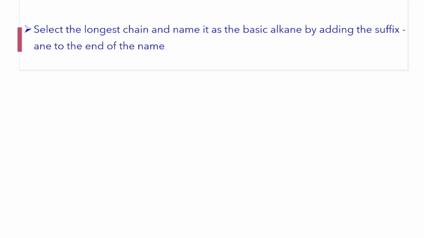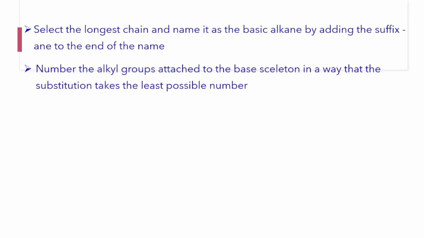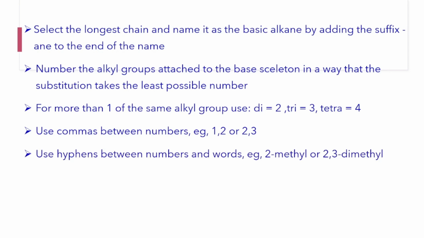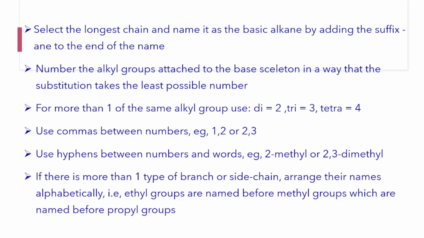of the corresponding alkane. Number 2, you have to number the carbons in this longest chain if you have branches or alkyl groups. Number 3, if you have more than one alkyl group or branch of the same type, please use di, tri, tetra to describe the number of alkyl groups. Use commas between numbers and hyphens between a number and a name or a letter. Number 4, if you have more than one type of branch, please order the branches in the name alphabetically.